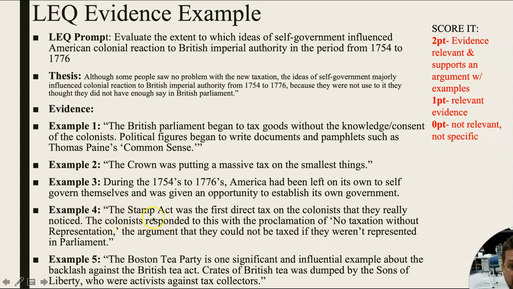We have evidence, the Stamp Act, but we also have them, literally, the argument that they could not be taxed if they weren't represented in Parliament. They have them supporting their own argument there, all right? And they're very clear on that. Lastly, example 5, it does address the British Tea Party, but it does not actually support an argument in it, so that would have been 1 point. Hopefully you got them all right.